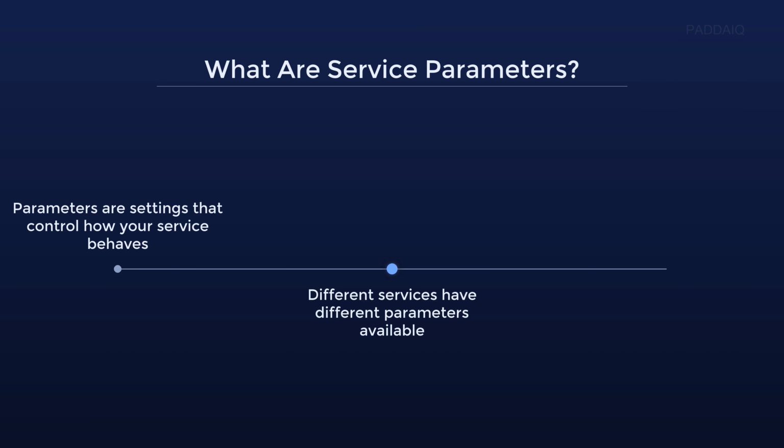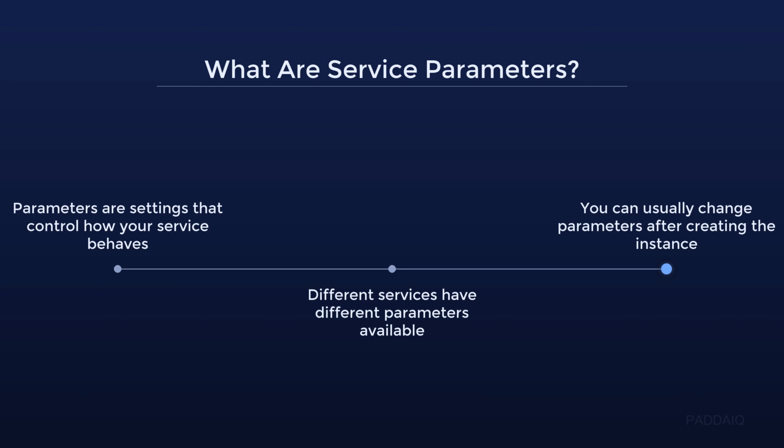Different services have different parameters available. This means each service you create, like a database or an application, has its own unique settings to configure. For example, when creating an HANA database, you set its memory size, but a messaging service would have parameters for queue capacity instead. Understanding these specific parameters is key to tailoring each service for your exact needs.